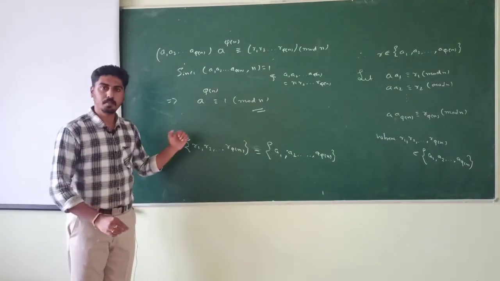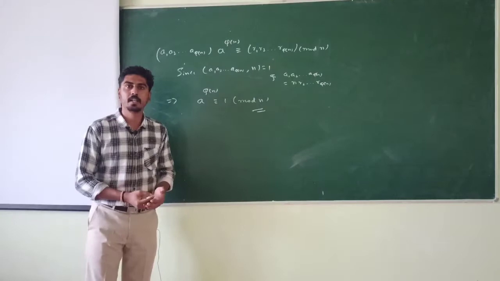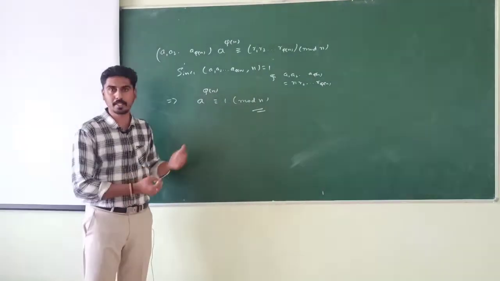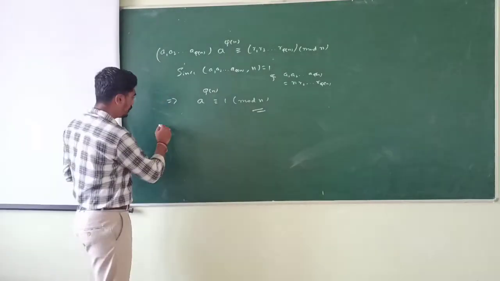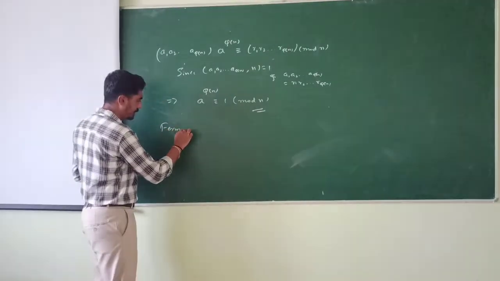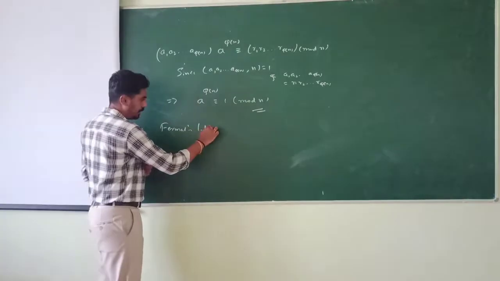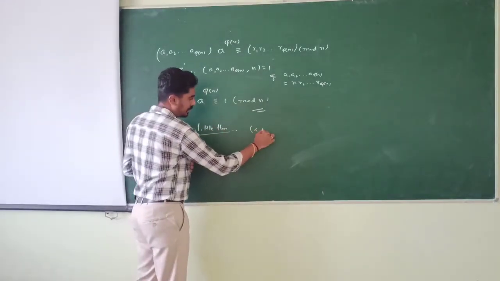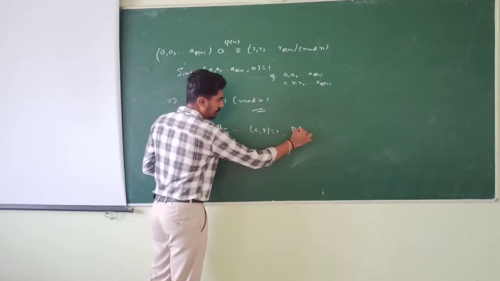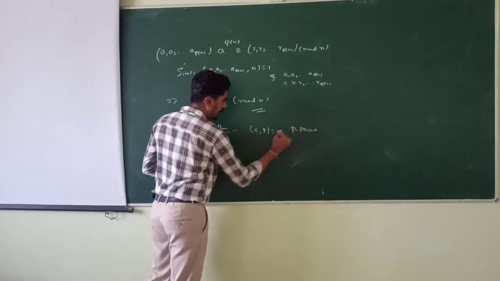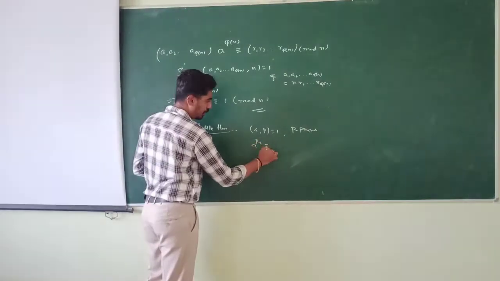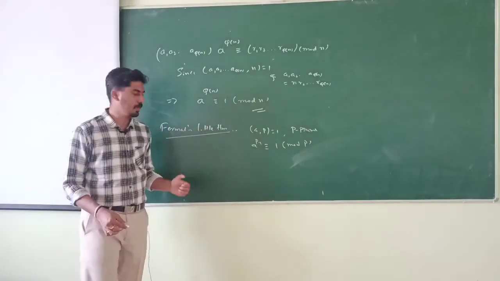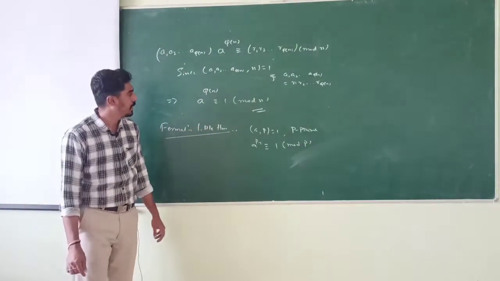This completes the proof. I already mentioned earlier that Euler's theorem is a generalization of Fermat's Little theorem. So we can deduce Fermat's Little theorem using Euler's theorem. Fermat's Little theorem: if GCD of a and p is equal to 1, where p is a prime number, then a to the power of p minus 1 is congruent to 1 modulo p. This is the statement of Fermat's Little theorem.